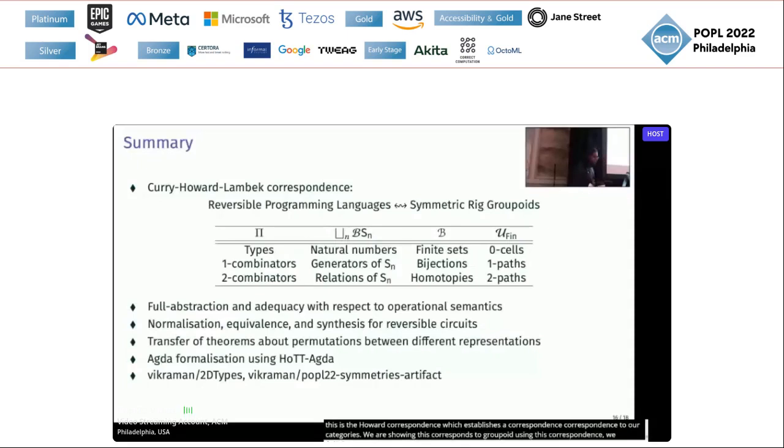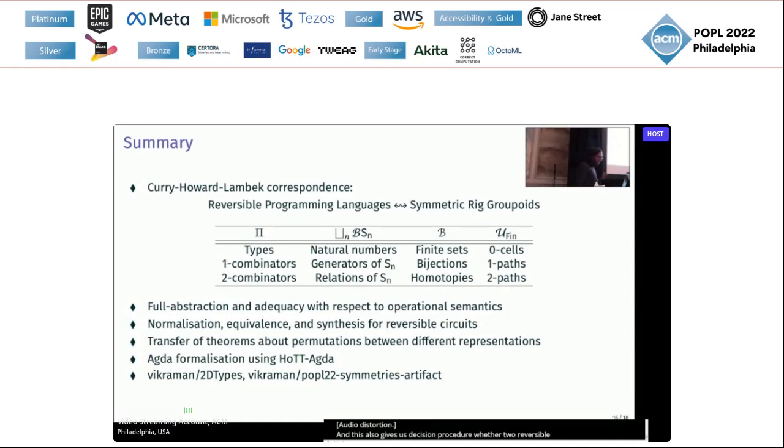In particular, we show that this denotational semantics is adequate and fully abstract with respect to the operational semantics. Since we have a complete semantics, we can run the semantics and find out what the normal form for a reversible program is. So we can do normalization by evaluation for reversible circuits. And this also gives us a decision procedure for deciding whether two reversible circuits are equivalent, just by comparing the normal forms.